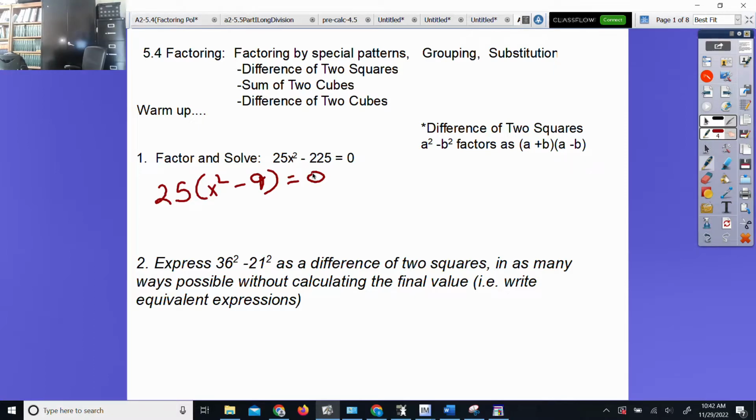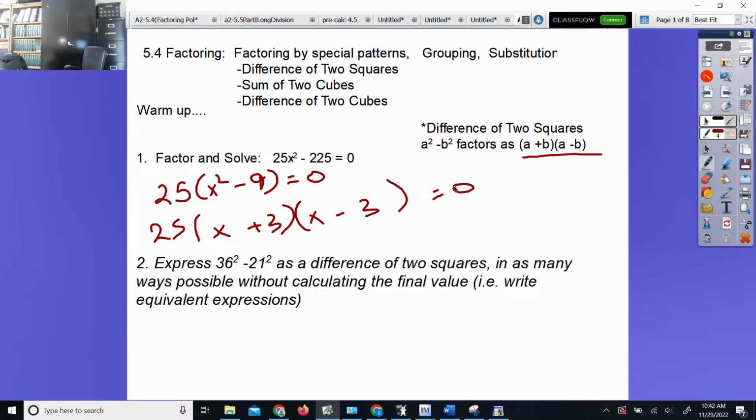How does x squared minus 9 factor using this pattern right here? X and x. The root of 9 is 3. So x plus 3 times x minus 3. And this says stay equal to 0.